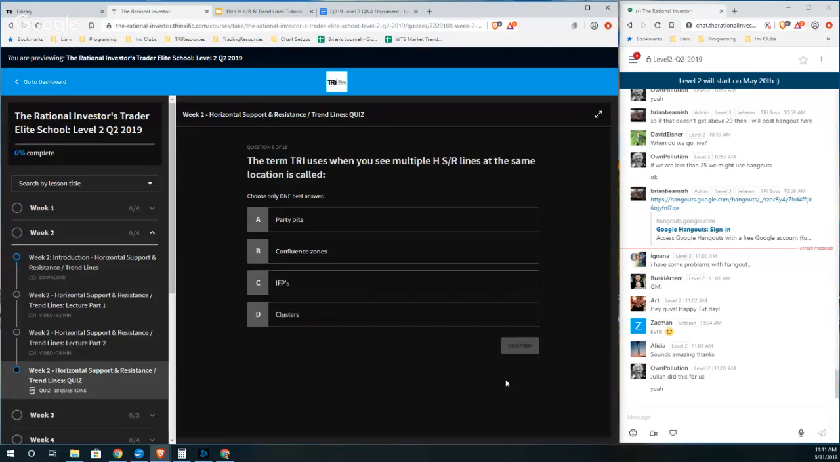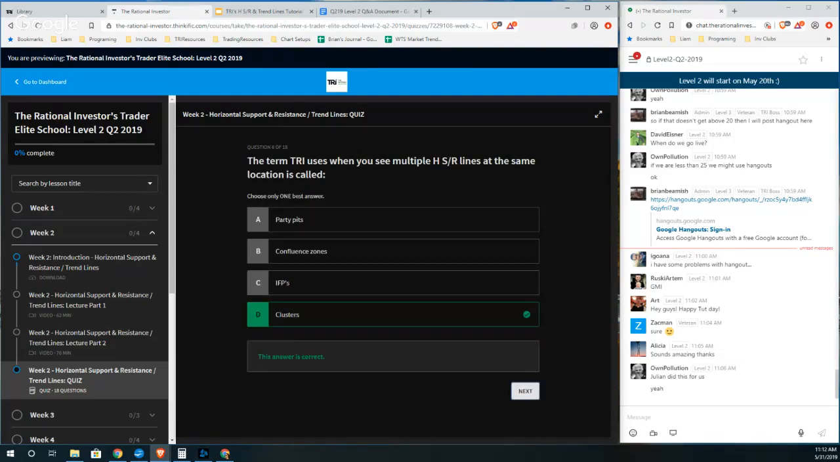about. Okay, the term TRI uses when you see multiple horizontal support and resistance lines at the same location. I like to call those clusters. Party pits? I don't think so. IFPs, we already know what that is. Confluence? Not really. So what I'm really looking for is clusters.